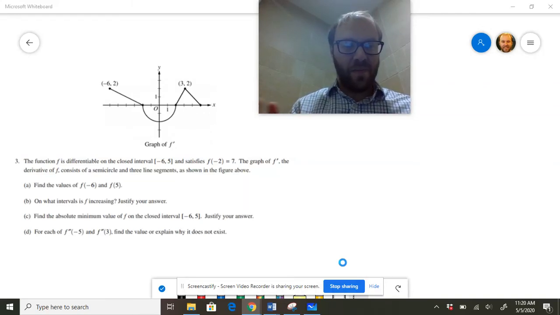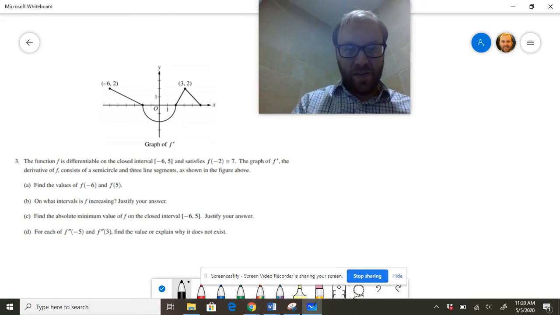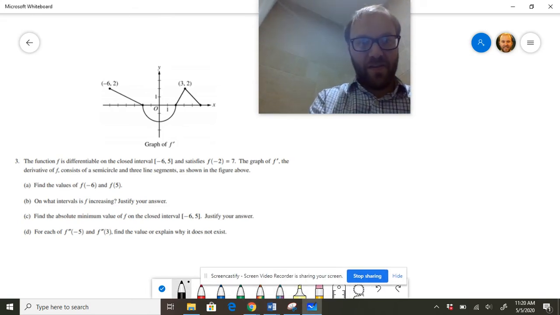I continue looking at this problem. Part B should be very, very quick. And you know how this works on the AP exam. You're going to have parts that are really quick and really easy and parts that are not.